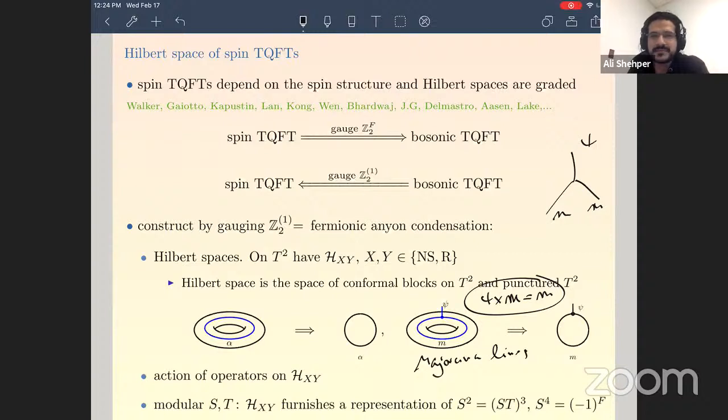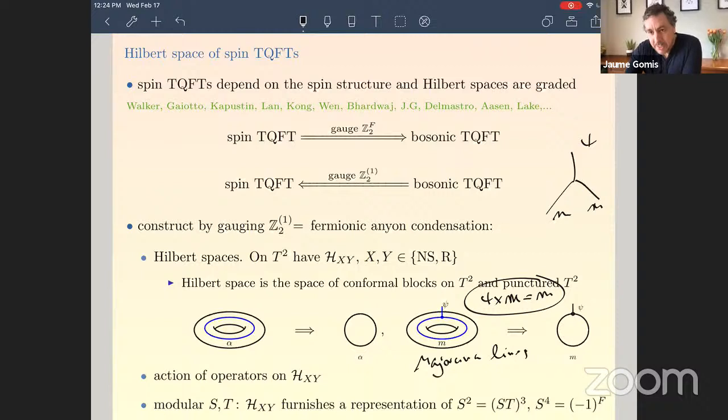I think my confusion is coming from the fact that when we gauge bosonic one-form symmetry, then for a line that is a fixed point under fusion, for example, the one that's m here, we get two lines in the gauge theory. Yeah. So something that's very different here. Something that's very different in the bosonic anion condensation and fermionic anion condensation is that in fermionic anion condensation, there are never multiplicities of fixed points.